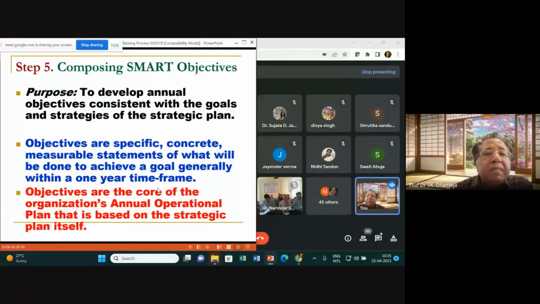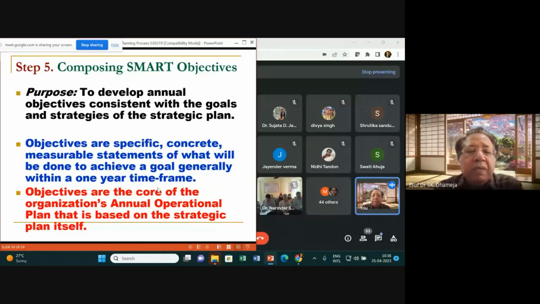And now we go to the last C, which is composing SMART objectives. The purpose is to develop annual objectives. Objectives are always annual, on a yearly basis, consistent with the goals and strategies of the strategic plan. Right? Your strategic plan has a vision, a mission, goals, strategies, and then the objectives. The objectives take care of the strategies and the goals. Objectives are specific, concrete, measurable statements of what will be done to achieve a goal, generally within a 1 year time frame.